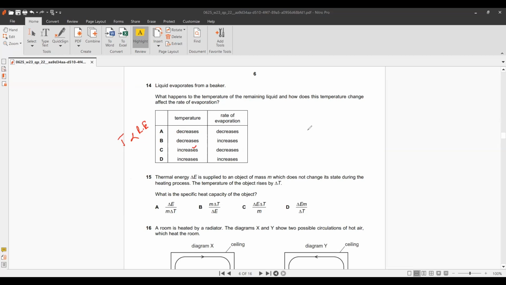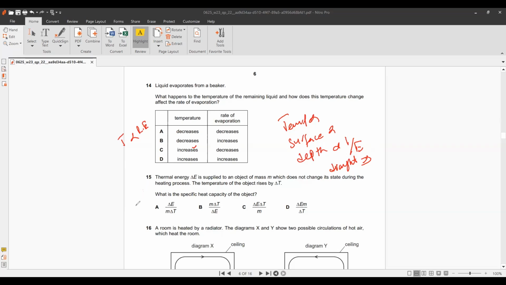What are the factors that affect the rate of evaporation? Temperature, direct. Surface area, direct. Depth, inverse, because if depth would increase, rate of evaporation would decrease. And draught, that is sudden blow of air की वजह से भी क्या होगा? Rate of evaporation would increase. Clear?